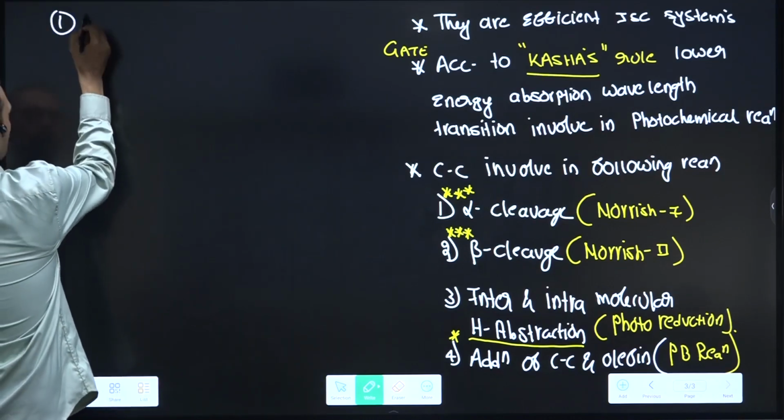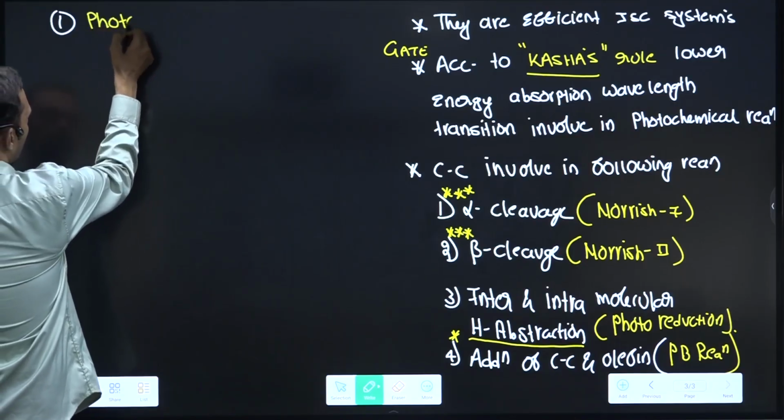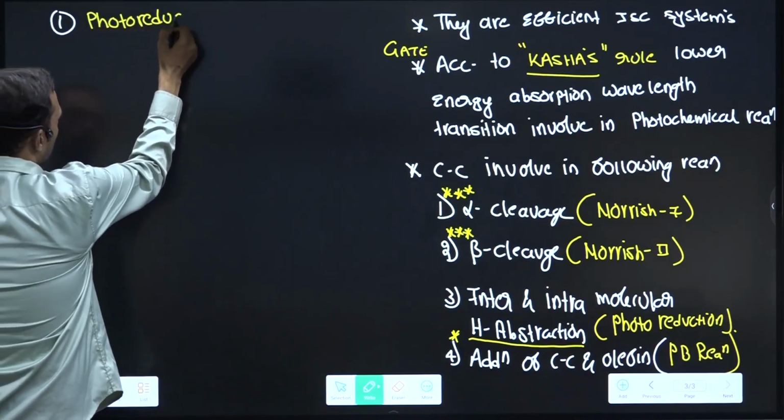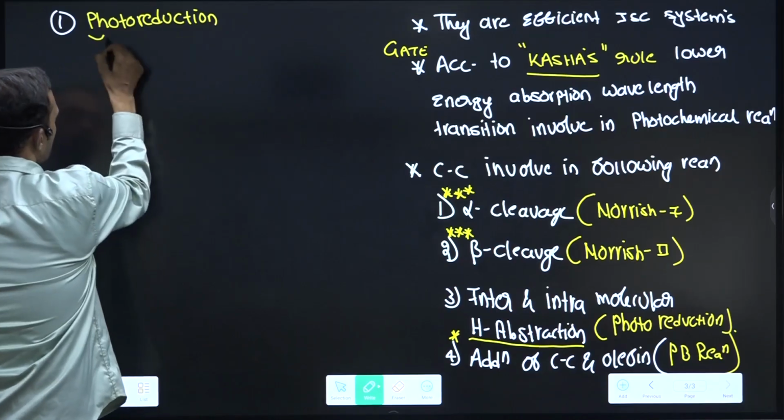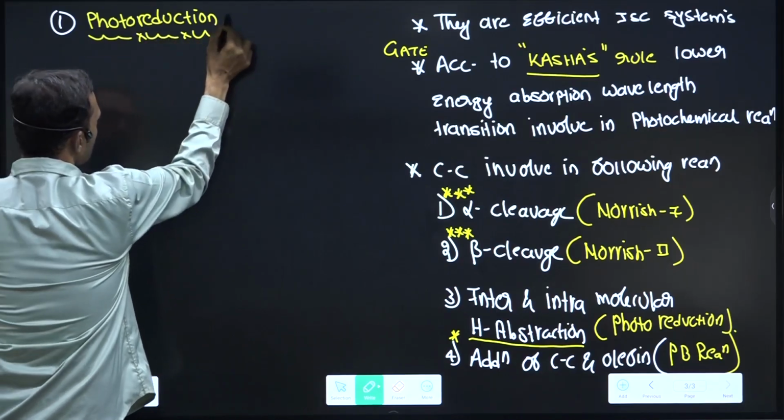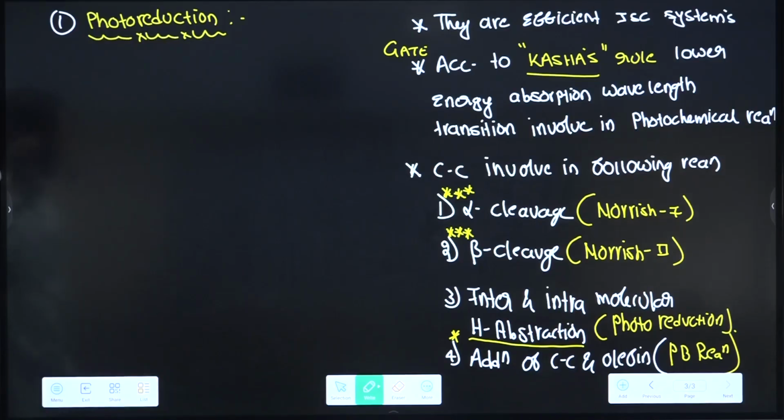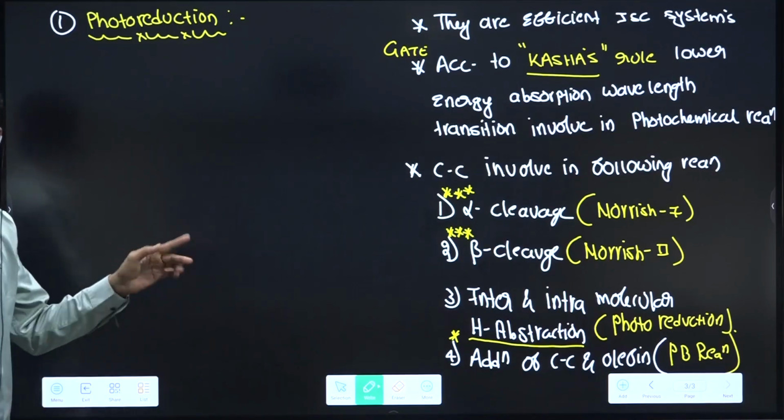First one, photo reduction. So first we will see photo reduction, but not Nourish 1, because some applications are including Nourish 1. If you know photo reduction, everything will be cleared. First photo reduction, then pattern Bucci, then Nourish 1, Nourish 2. That is the sequence.